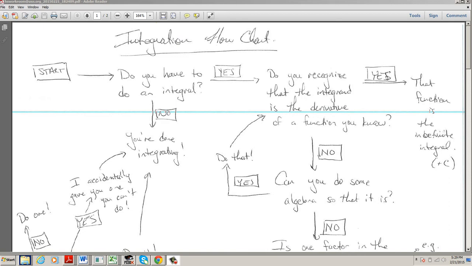Question 1. Do you have to do an integral? If no, there's no integration to do. You're done integrating. So the flow chart was very simple in this case. But if you do have to do an integral, we'll proceed over to the right.